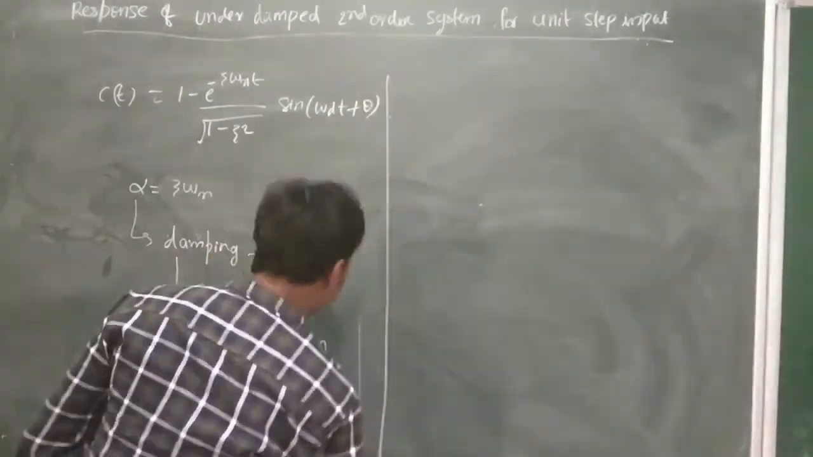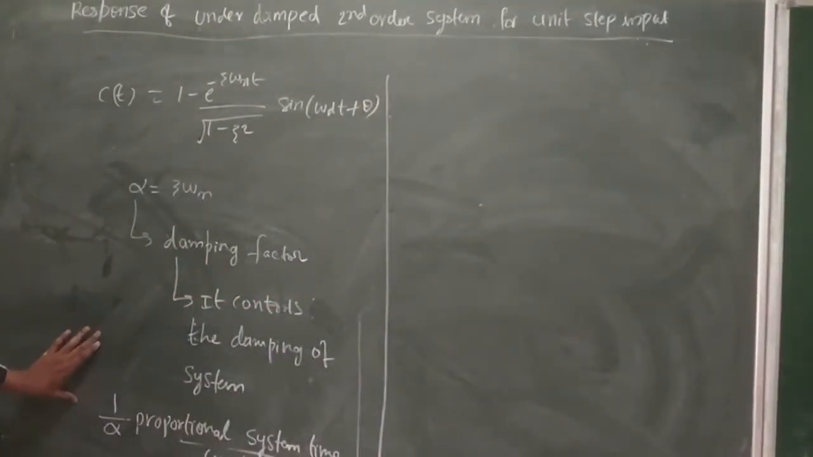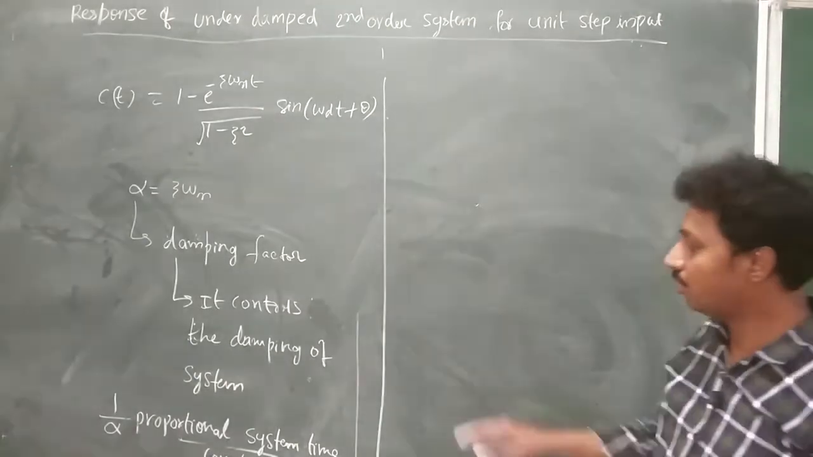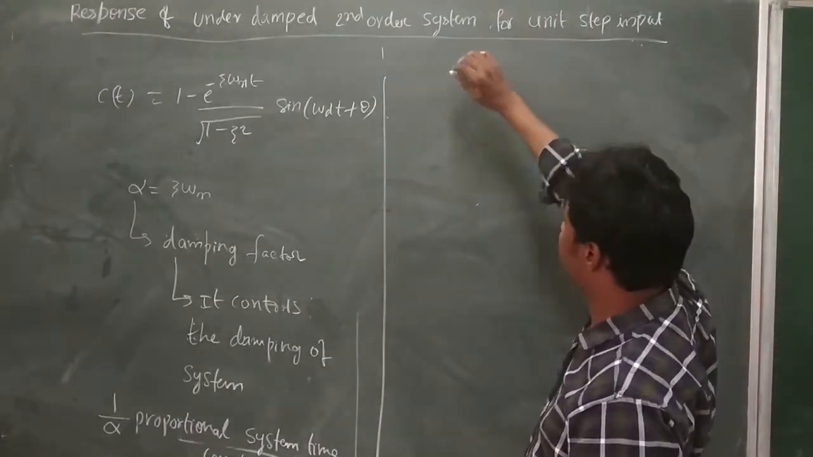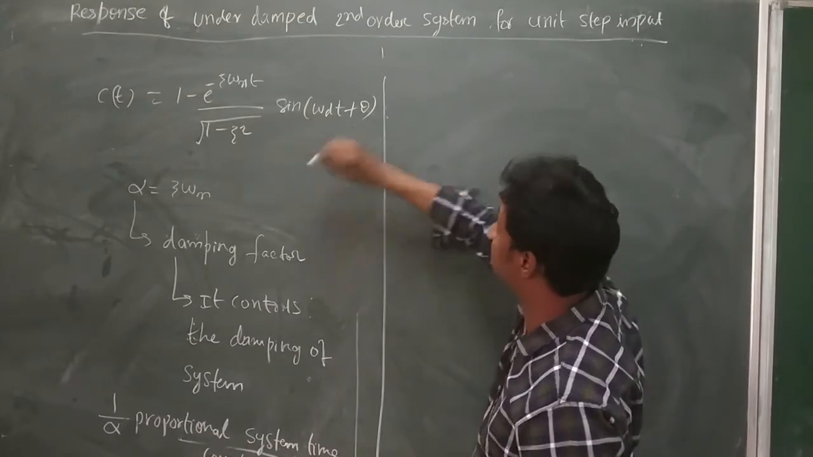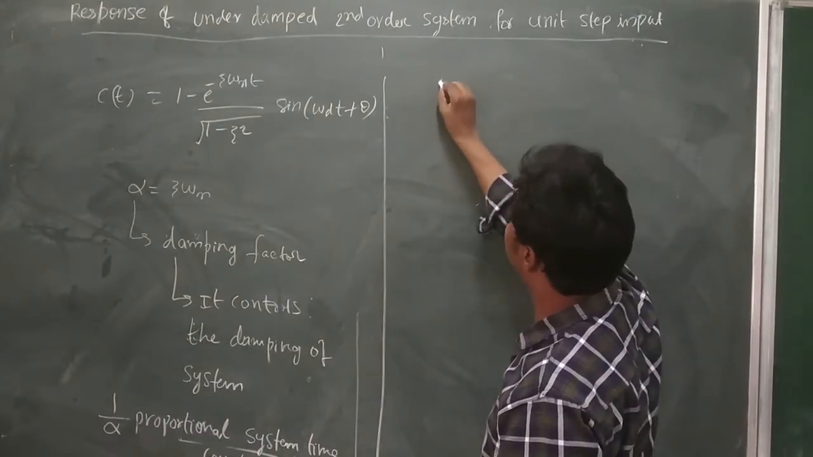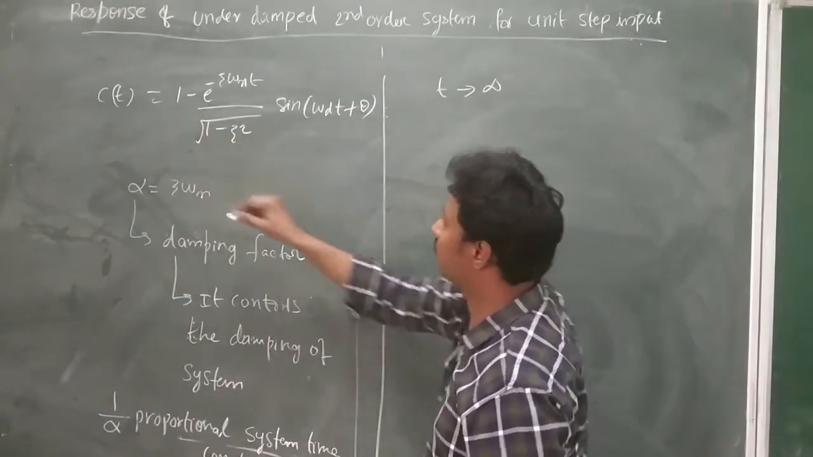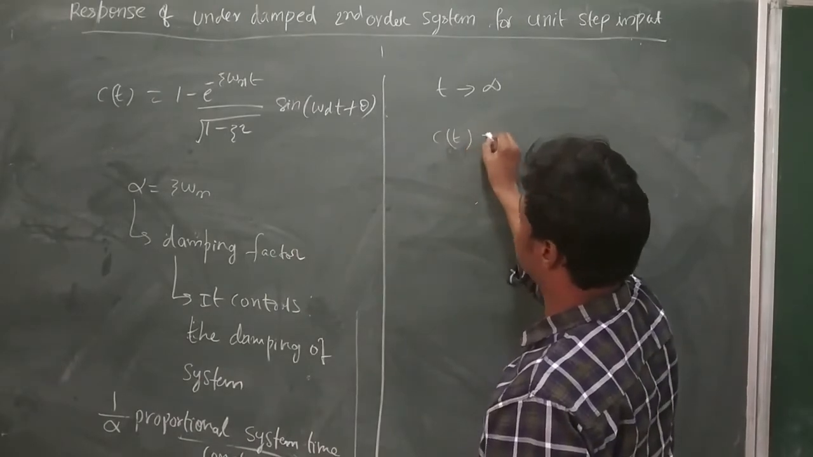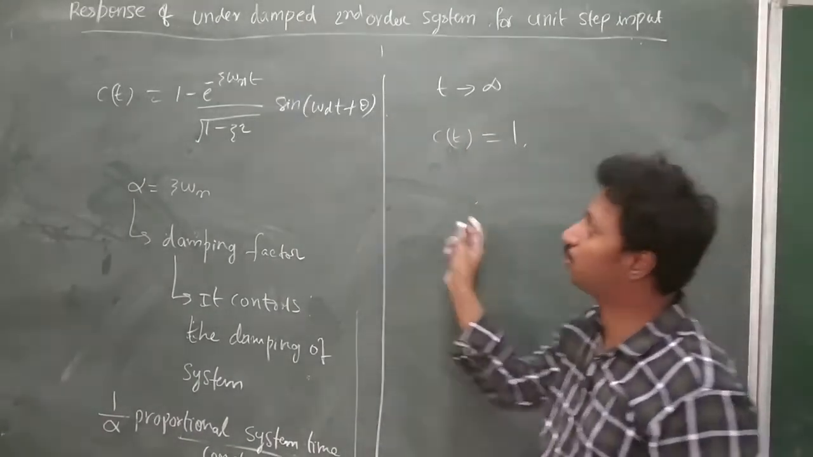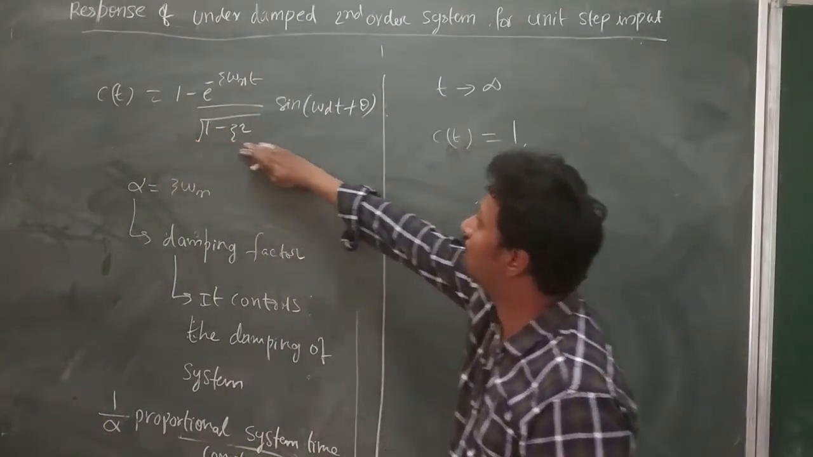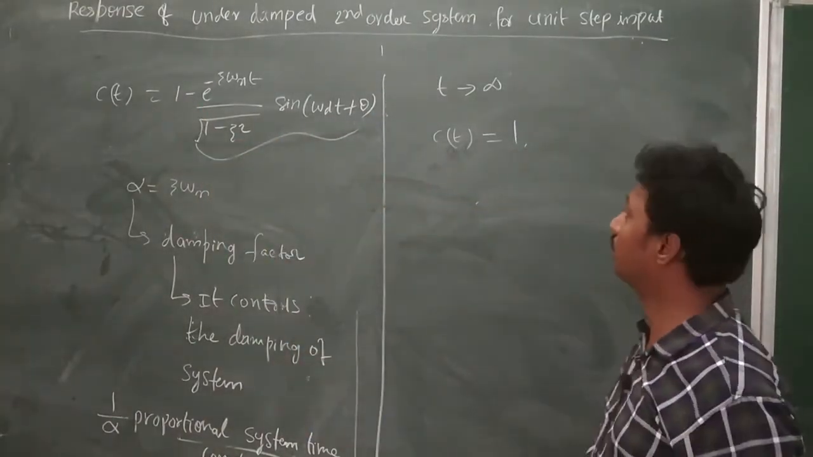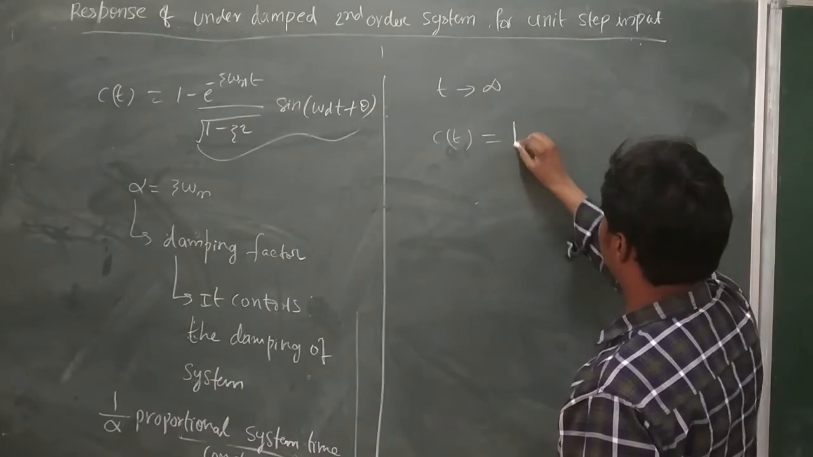There are a few important things we can observe here. The first one is, if t tends to infinity, what do you get in this equation? When you substitute infinity here, this whole exponential term becomes 0, and c of t you get 1. So this is the steady state response.